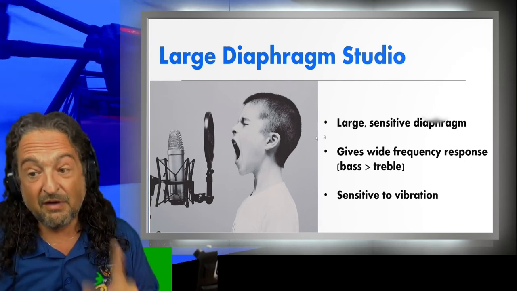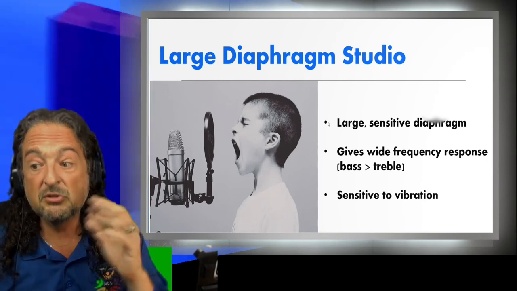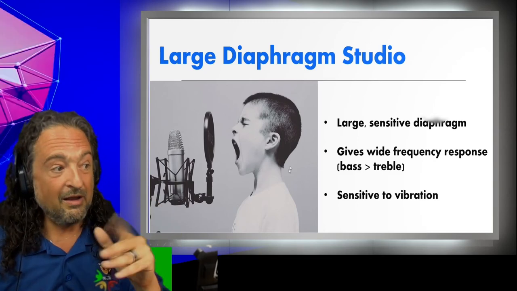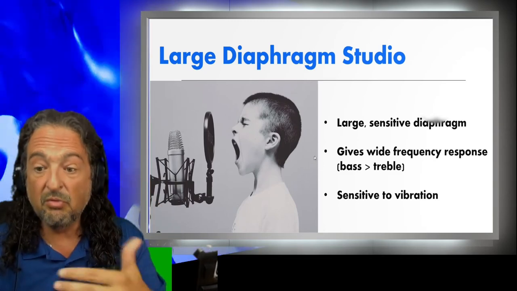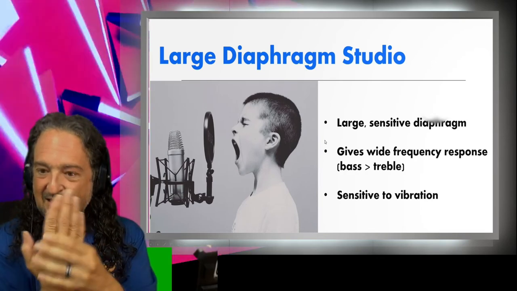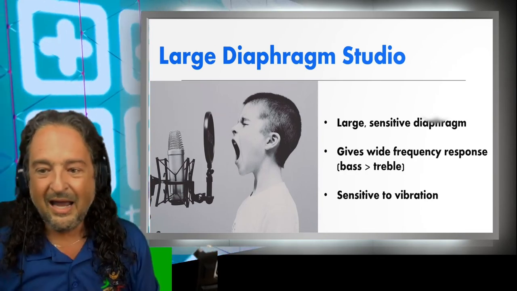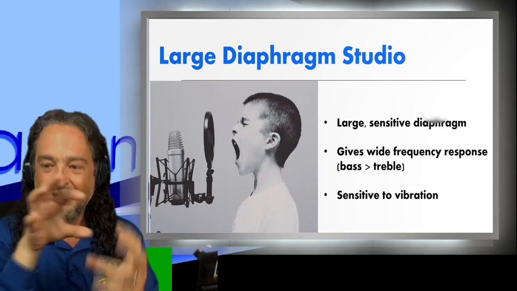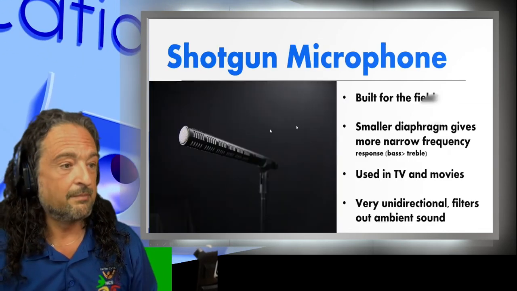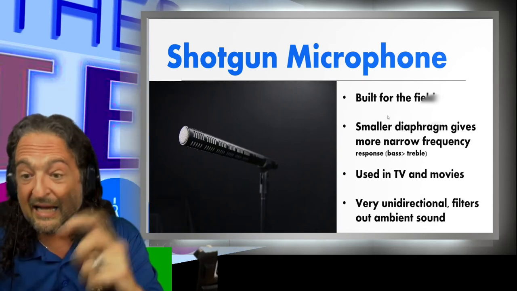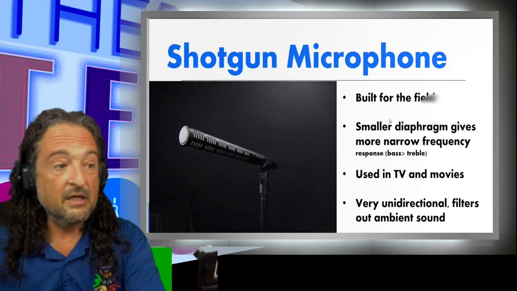These microphones are also very susceptible to vibration, which is why you see them in shock mounts. So if somebody kicks, walks across the room, or kicks this mic stand, that microphone is isolated in a series of rubber bands, and the shock wave doesn't go up through the stand into the microphone, and you don't hear it.